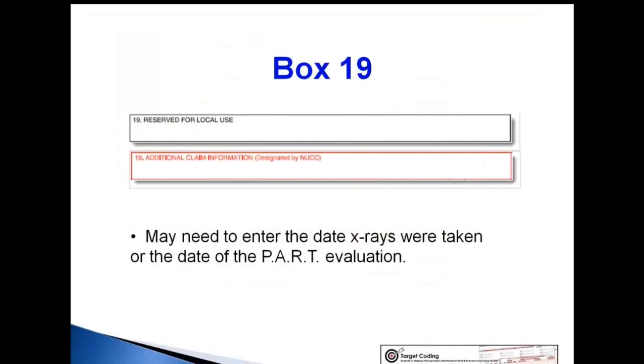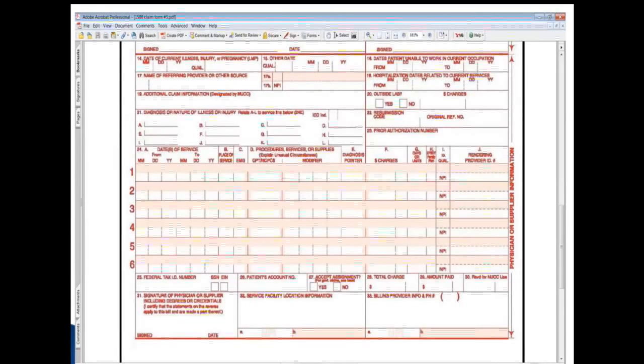Let's keep going. Box 18, hospitalization dates. 19. Okay, little change here. Reserved for local use or additional information. Now, as far as chiropractic goes, you may need to enter the date of the x-rays or the date of the part exam. So 19 is that catch-all box where you could put extra information into it. Box 20 is outside lab, yes or no, in the charges.